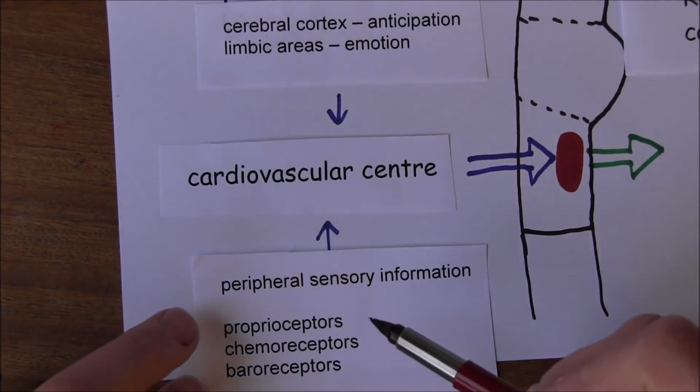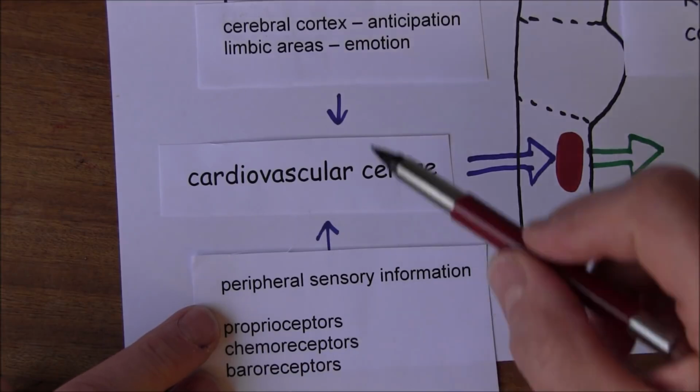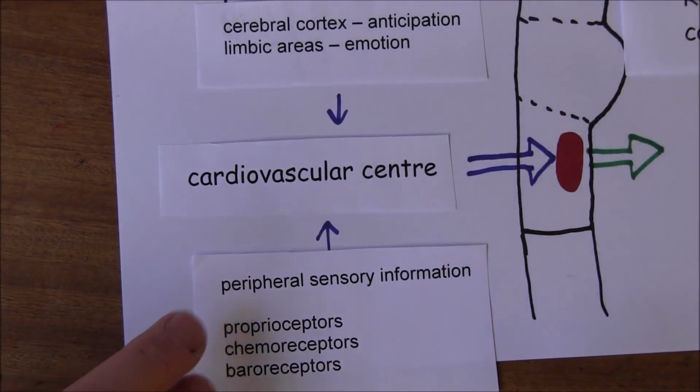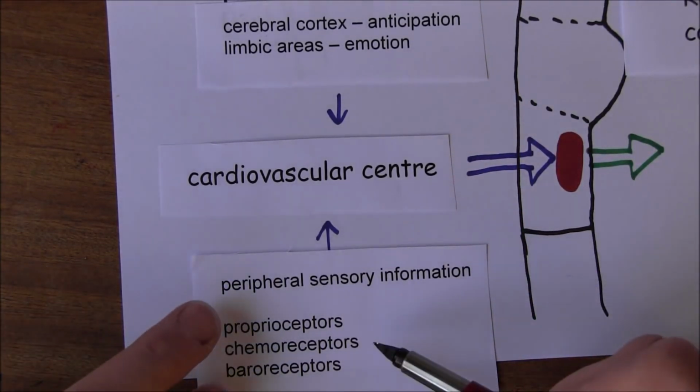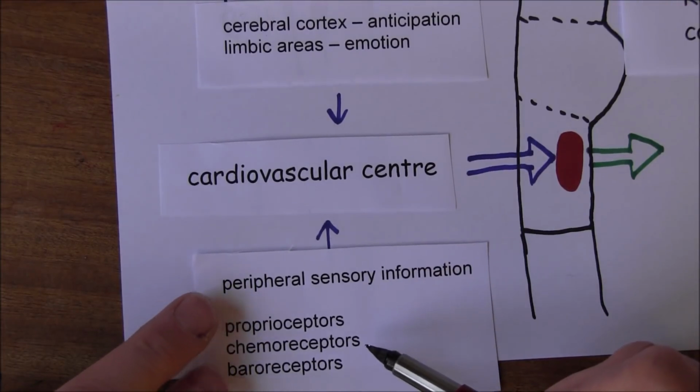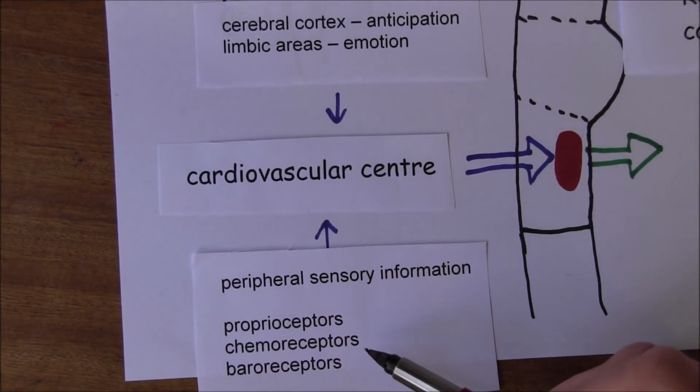So what we actually find is that the heart rate increases before the amount of oxygen decreases and the amount of carbon dioxide increases. It's another anticipatory effect really, but it's a peripheral anticipatory effect rather than a central anticipatory effect. Now the chemoreceptors largely detect the amount of oxygen in the blood. So when the amount of oxygen in the blood drops, that's detected by the chemoreceptors.